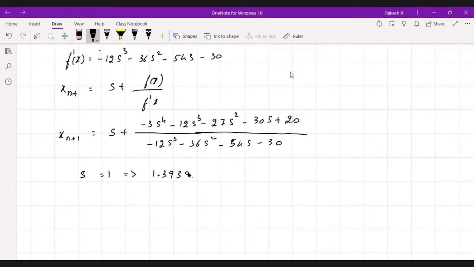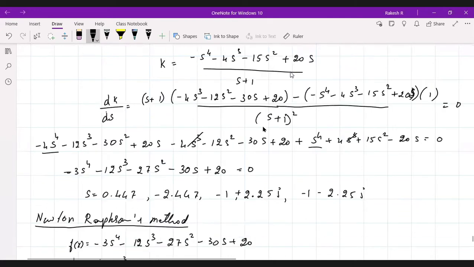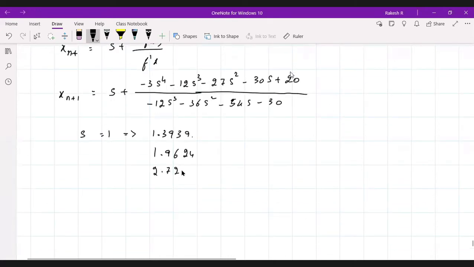Now again you press calculate and substitute the same value, 1.3939. How much did you get? That is 1.9624. Again you substitute 1.9624. How much did you get? 2.7235. We are getting an increasing order, right? Again you press calculate. Whatever you do, the order is increasing here.